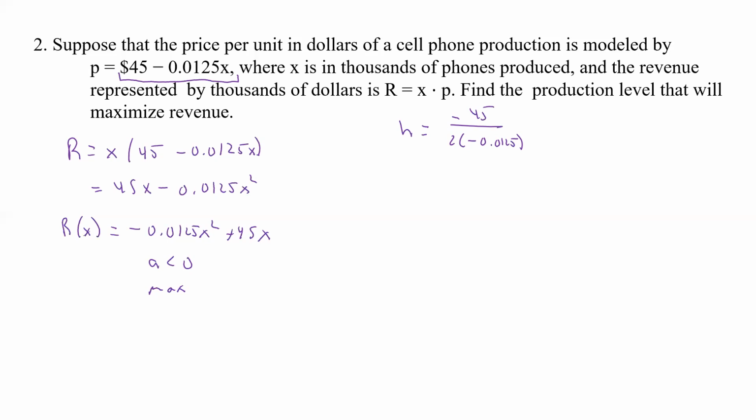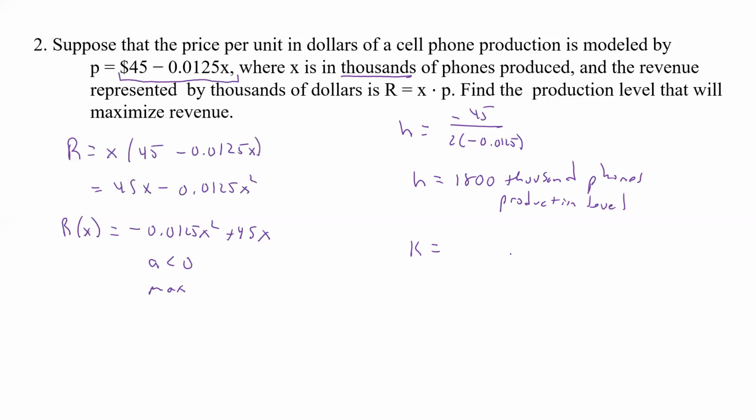And that's 1,800 what? Thousands. All right, so we have that h equals 1,800,000 phones. That needs to be produced, and that's the production level that is going to maximize revenue. So that's the production level. And k, if we solve for k, that's going to give us the revenue.